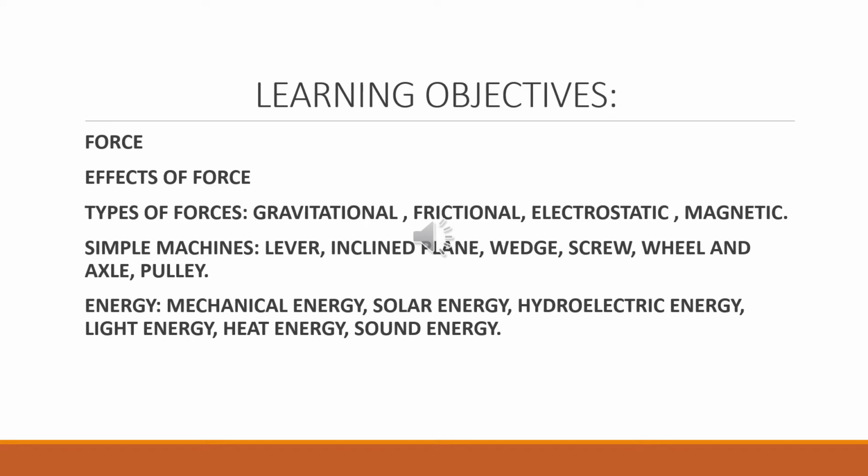And next topic will be simple machines. In simple machine, we will include lever, inclined plane, wedge, screw, wheel and axle, and pulley. And last, we will do energy, different types of energies: mechanical energy, solar energy, wind energy, hydroelectric energy, light energy, heat energy, and at last sound energy.